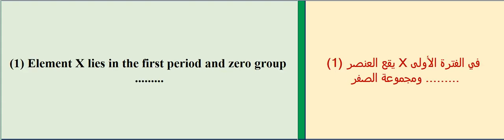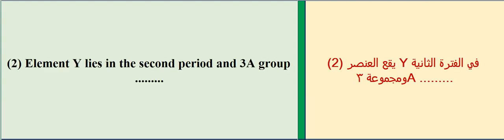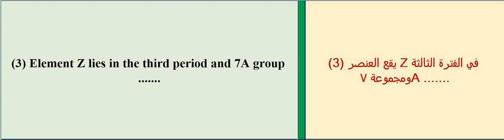Find the atomic number for the following elements. 1. Element X lies in the first period and 0 group. 2. Element Y lies in the second period and 3A group. 3. Element Z lies in the third period and 7A group.